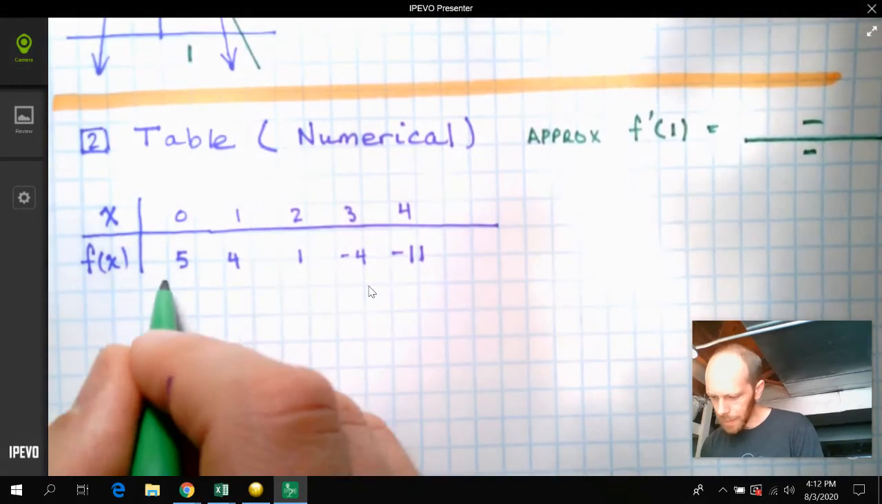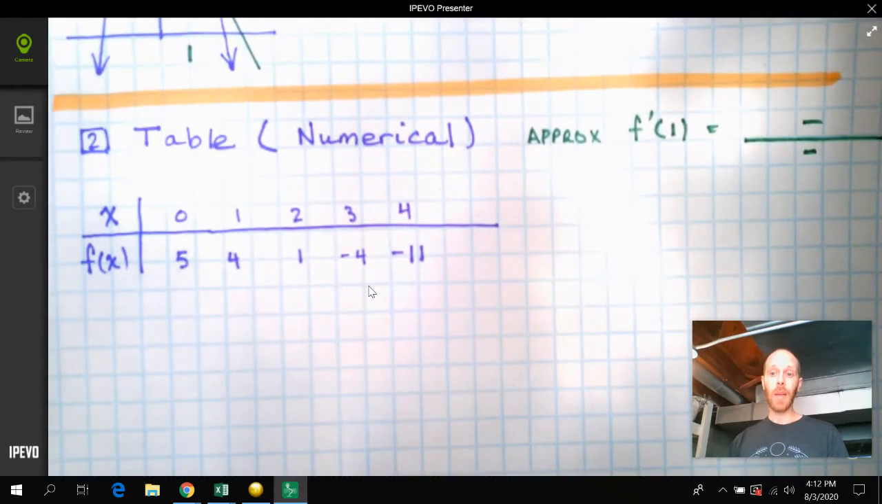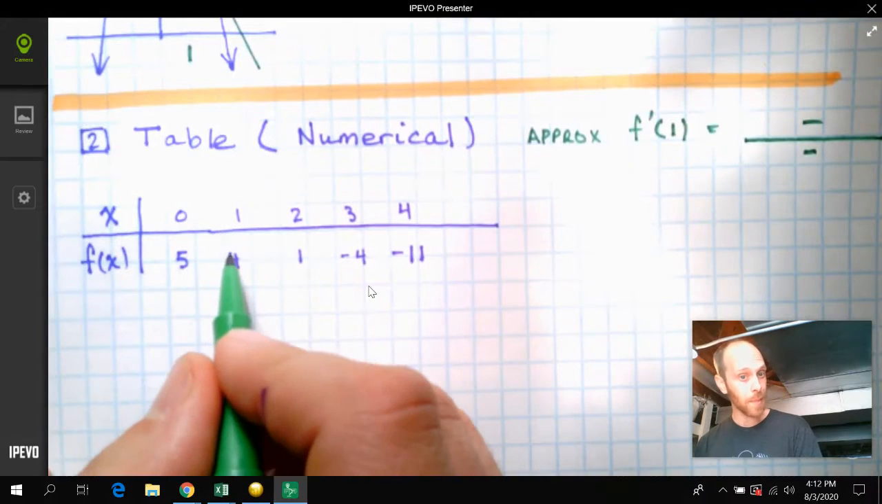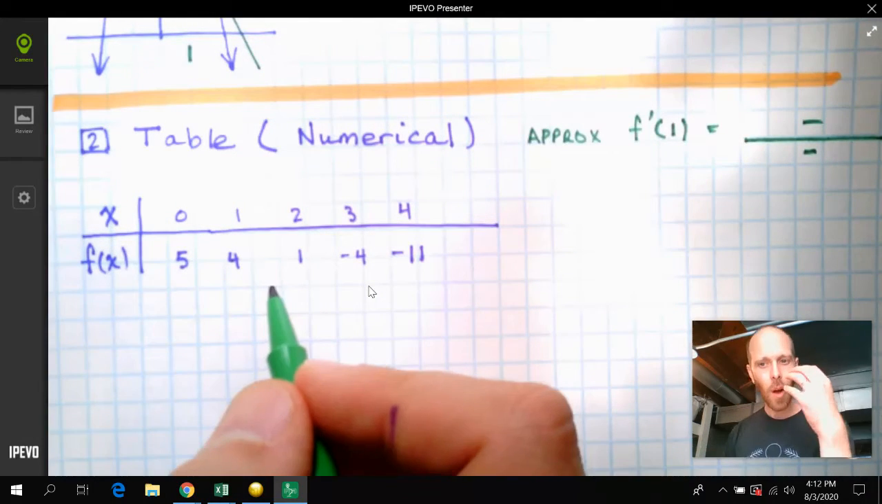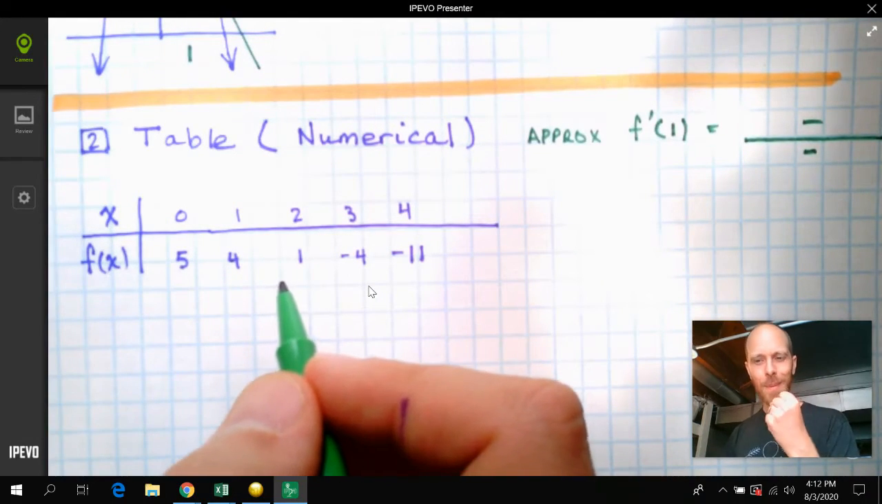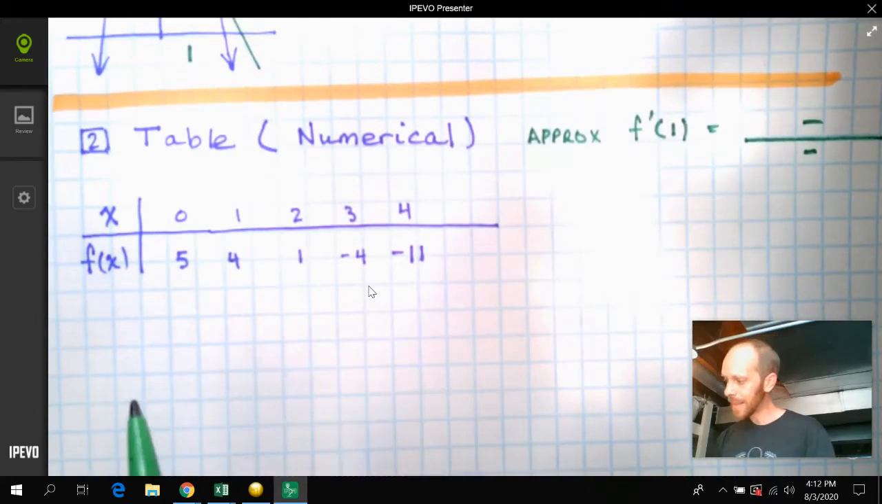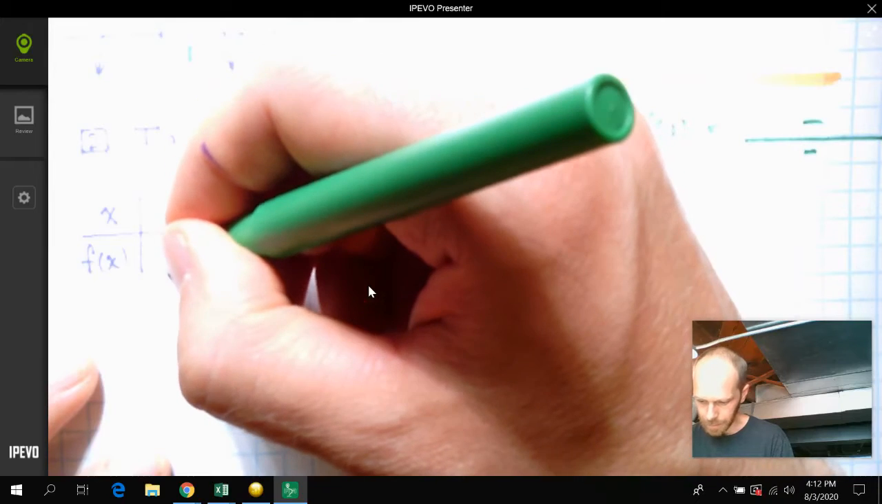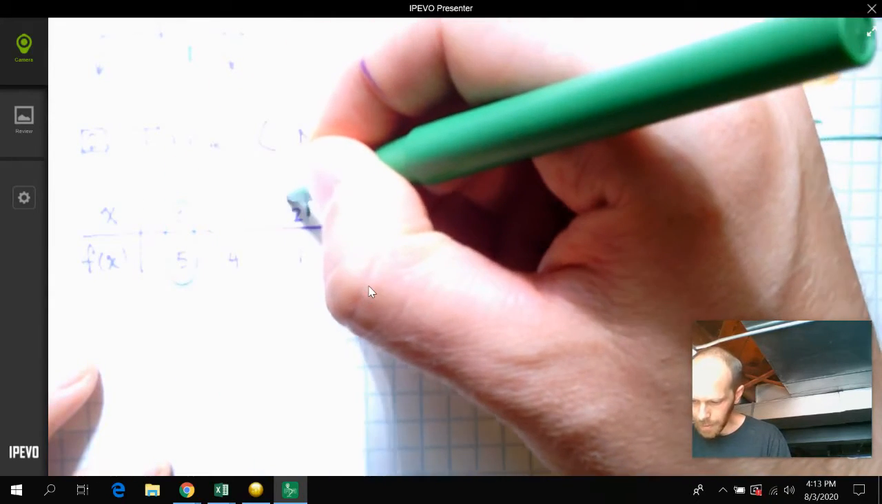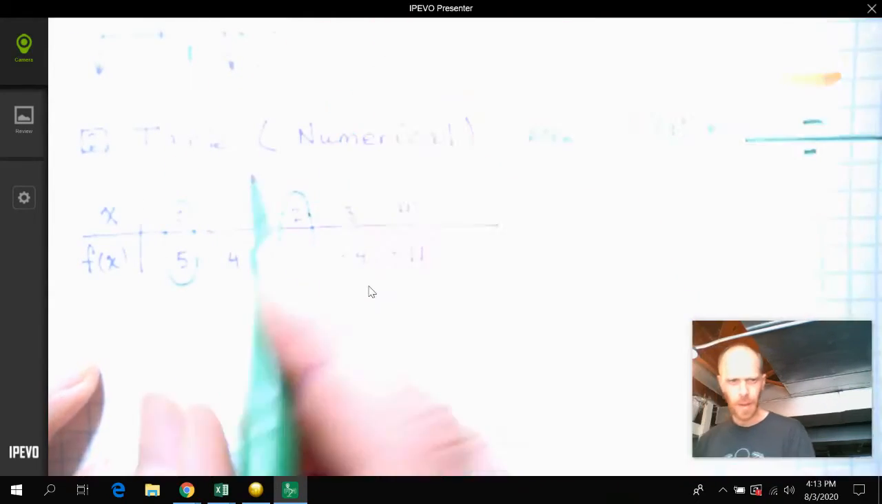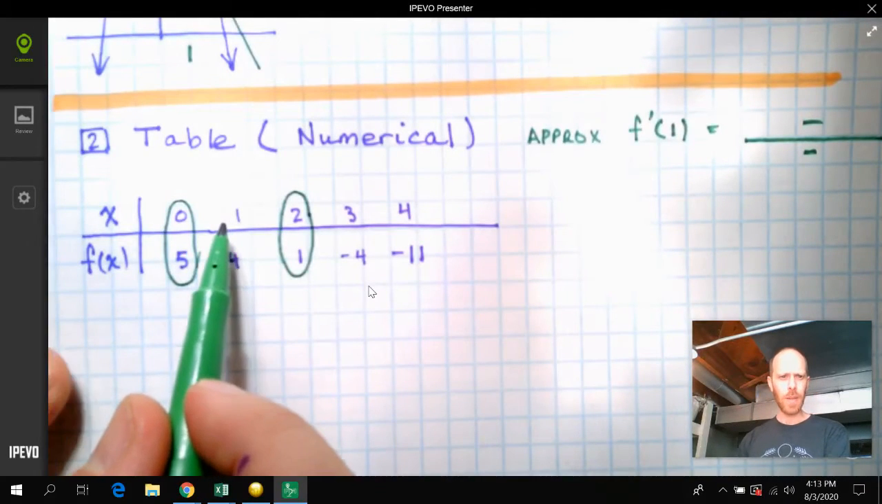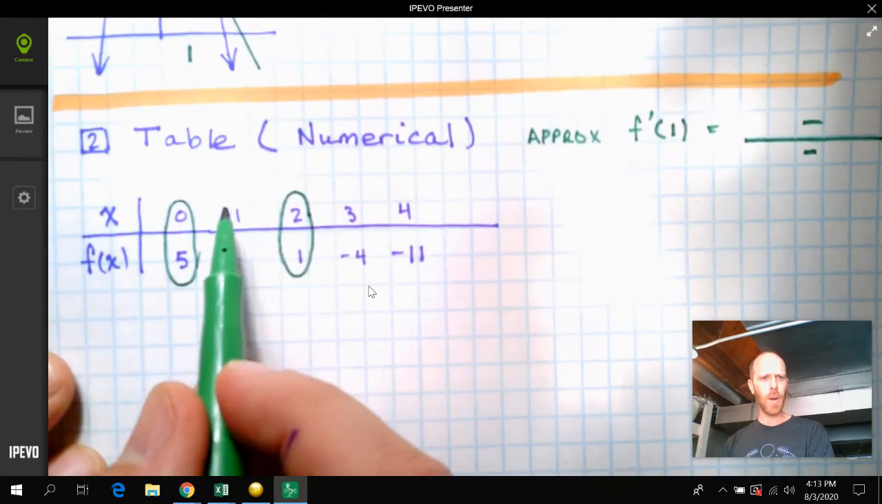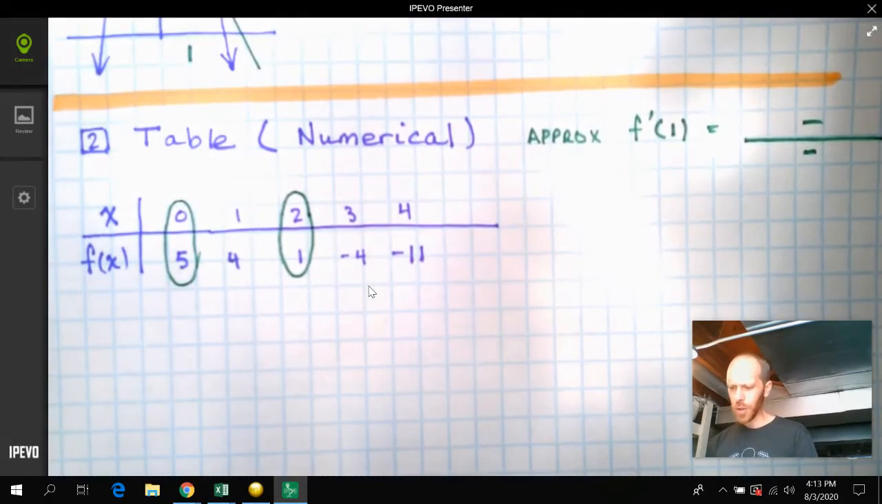Now, it might be tempting to pick this one and this one. And that would be an okay estimate, but it wouldn't be the best one. And it might also be tempting to pick this one and this one. That would also be an okay estimate, but not the best one. The best estimate is to pick one that is smaller and one that is larger than the value you're trying to estimate. So since I wanted the rate at 1, I picked this one and this one. And let me show you why I do that.